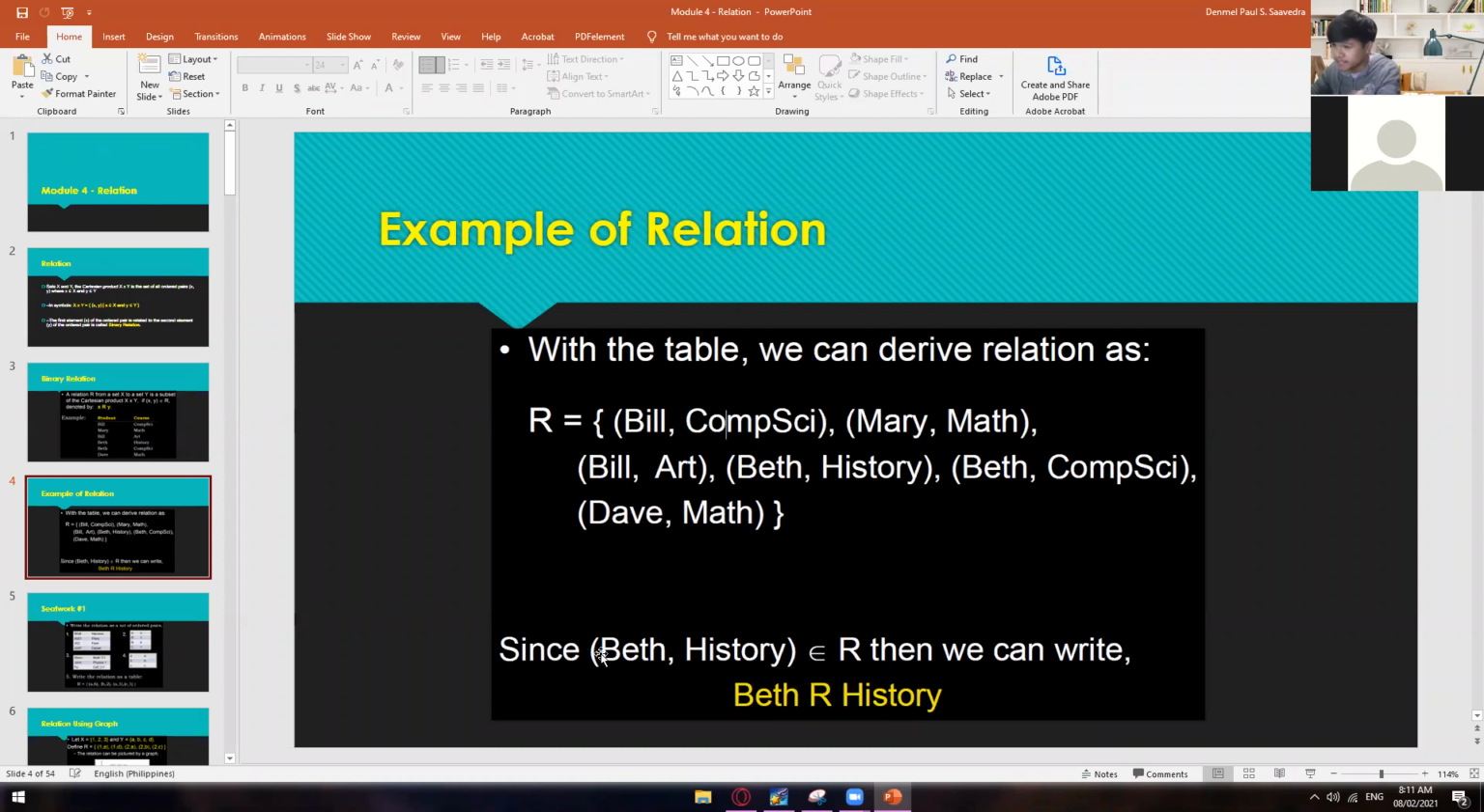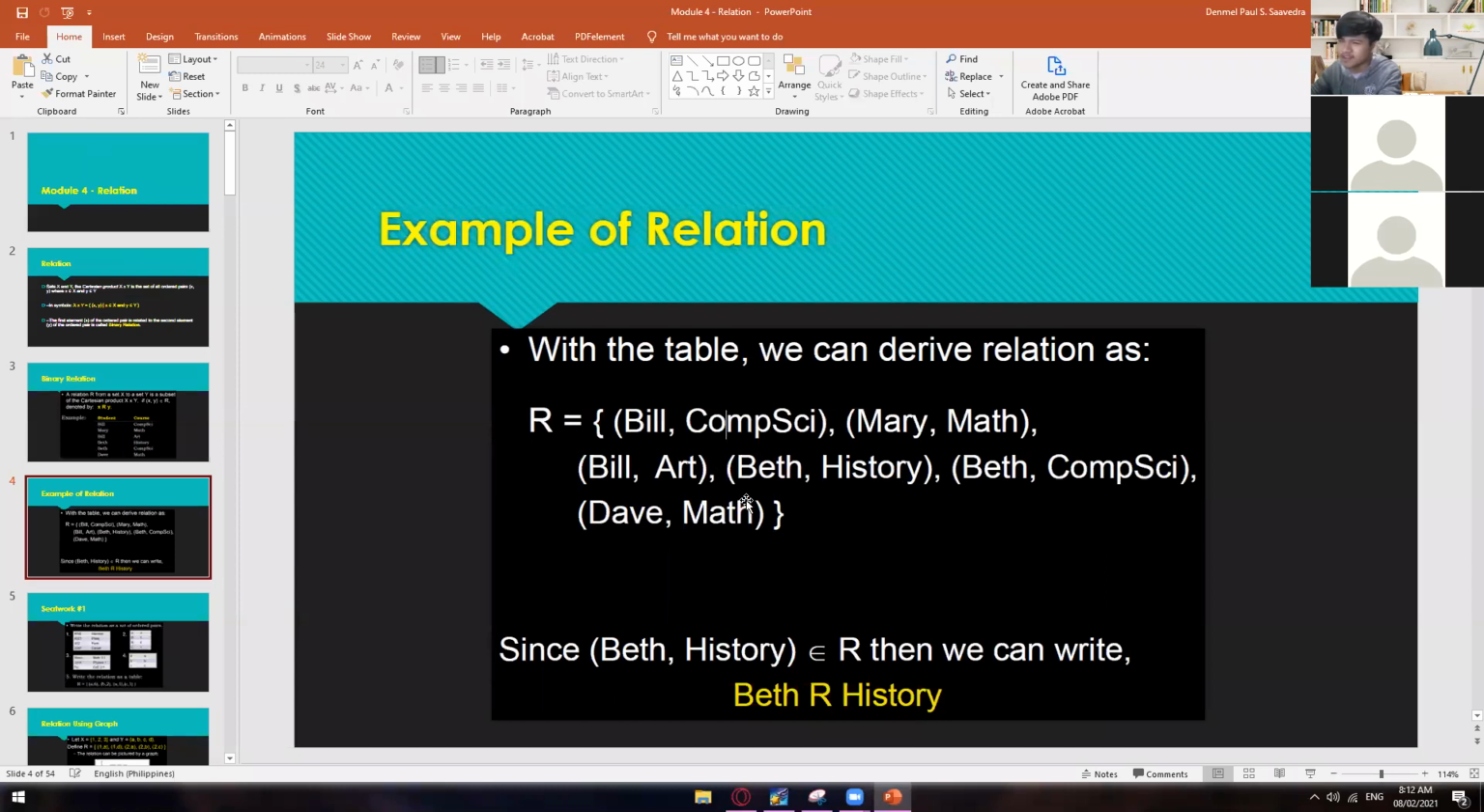Thus we could say that Beth is in relation with history, or Beth R history, or again Beth R is related with history. Where this one came from, it came from this part. At the same time, you can say that Bill is related with ComSci, or Bill R ComSci, and so on and so forth. You can do that on all of those examples, or binary relation. So are we clear so far on how we came up with this kind of relation set or set relation? Yes, sir.